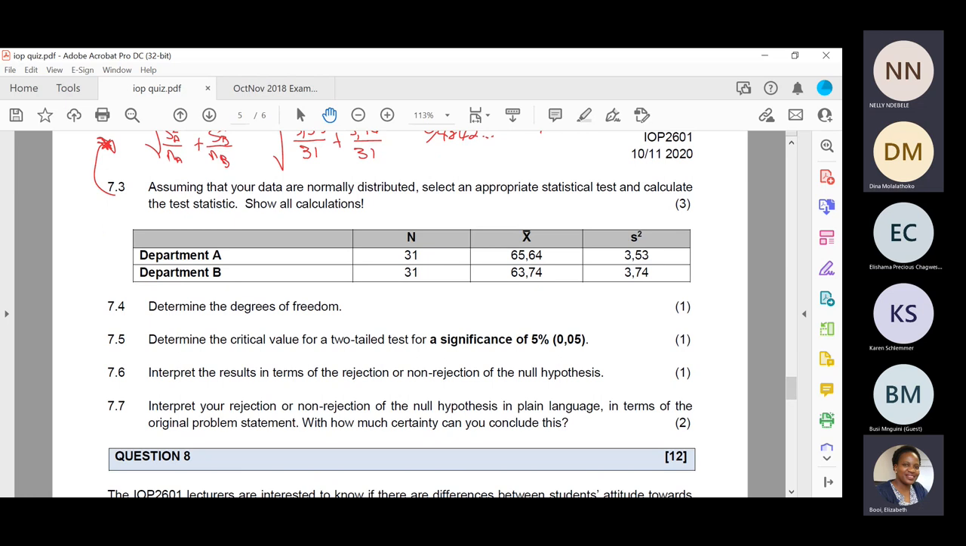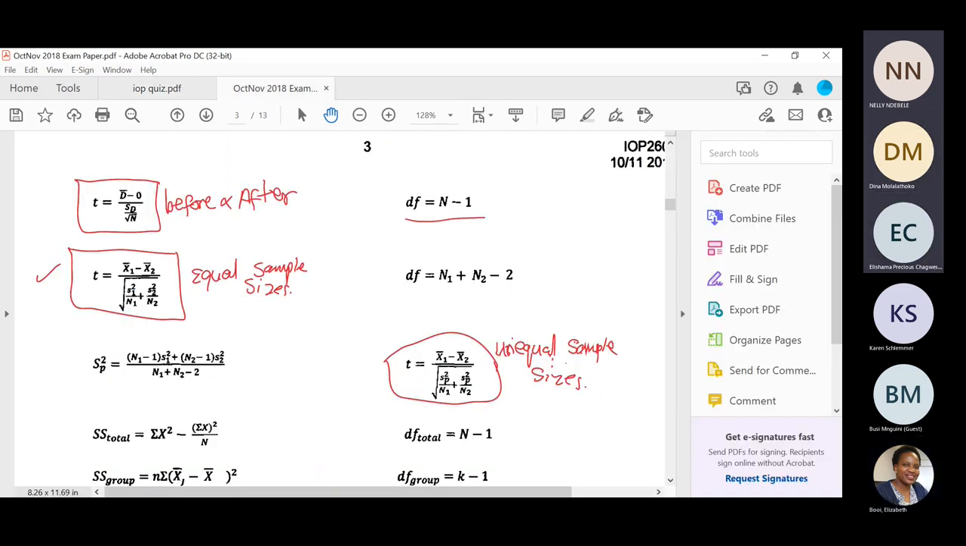Determine the degrees of freedom. I've shared the calculator on the group. You have shared the calculator? So they can download the calculator, the one you're talking about. I have it on my phone as well. Okay, thank you. All right. Thank you.